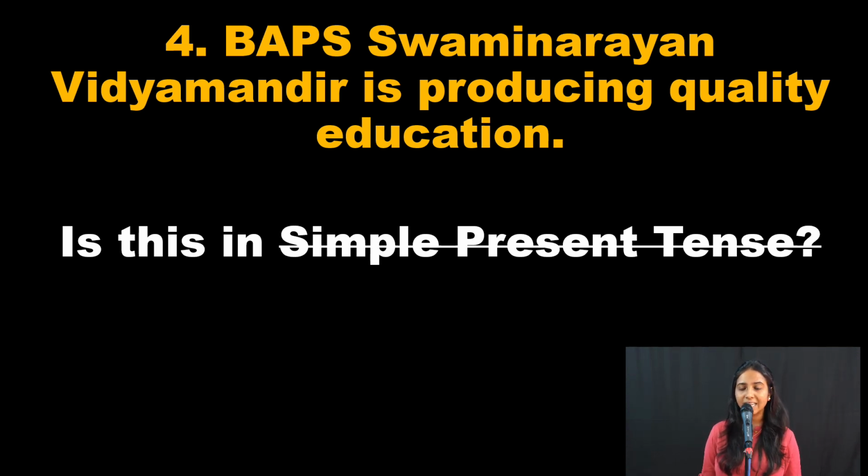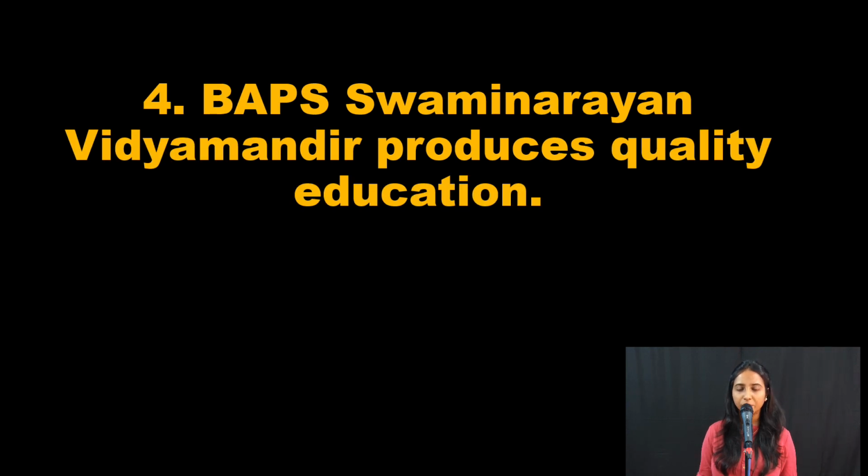But if we want to state a fact, if you want to say that BAPS produces quality education, then, well, I've given away the answer to you. It would be BAPS Swaminarayan Vidya Mandir produces quality education. So, this particular sentence would mean that BAPS has been producing quality education, is producing quality education, and will be producing quality education. So this is a fact, and that is how we use the simple present tense.